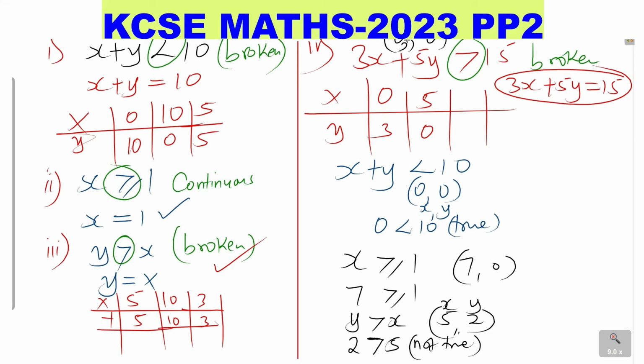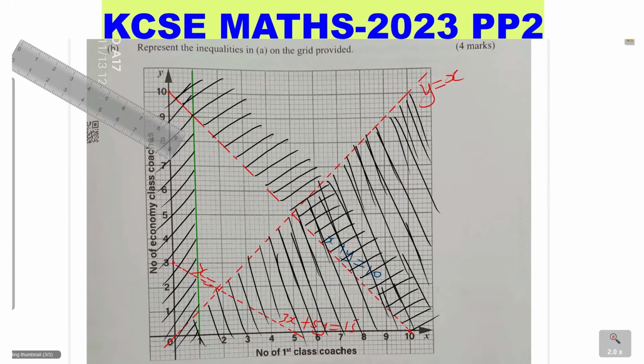So x is 0, y is 0. Substitute it here. X is 0, this will be 0, and this one will be 0. Is 0 greater than 15? So 0 is not greater than 15. So that side does not satisfy, and therefore it is the unwanted side, and it is the one that you're going to shade. So we shade this side of that line.